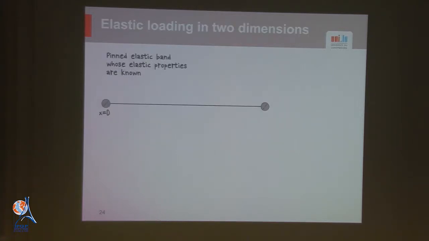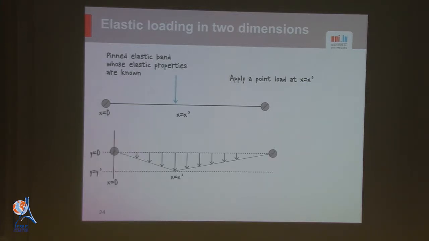Let's say we have a pinned elastic band. Let's go to the most simple kind of Green's functions we've ever heard about. We know the properties of that elastic band really, really well. If we apply a point load at a certain point along that band, we'll get a displacement. And a Green's function tells us, no matter where we are along the band, if we know the load, if we know the elastic properties, and we know where we are on this string, it will tell us how much the displacement is.